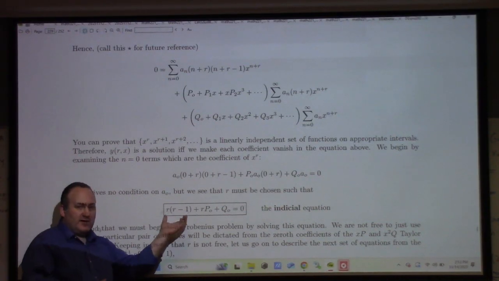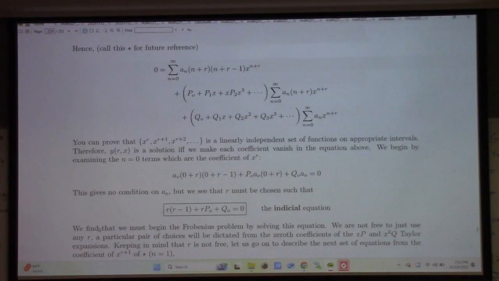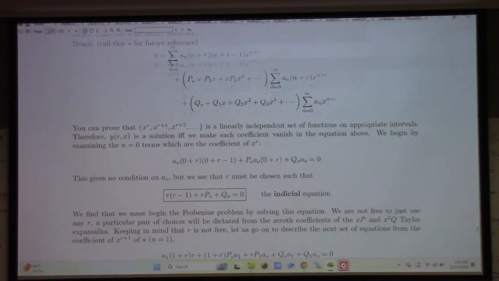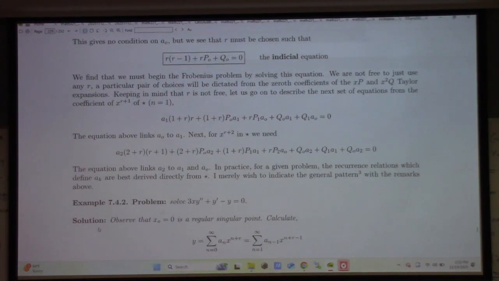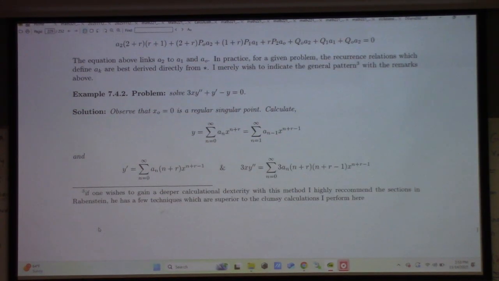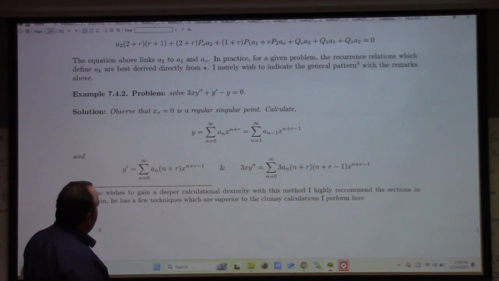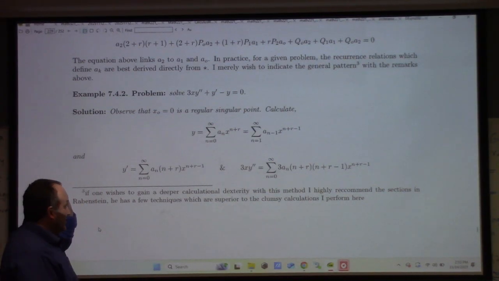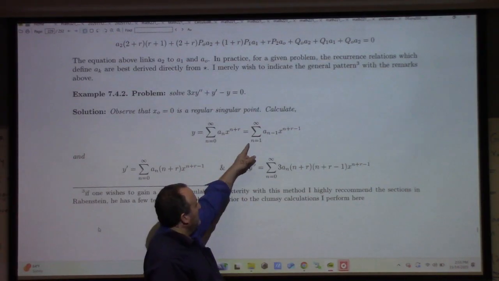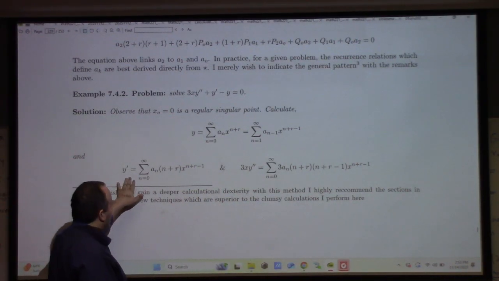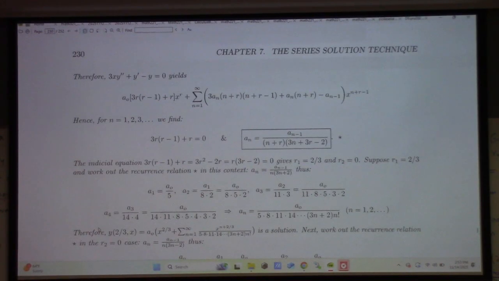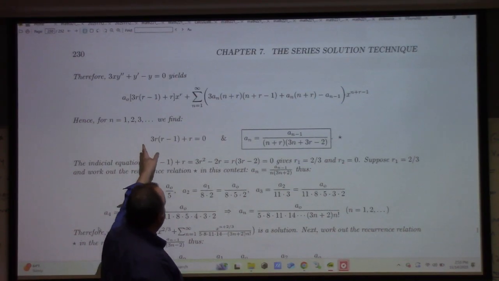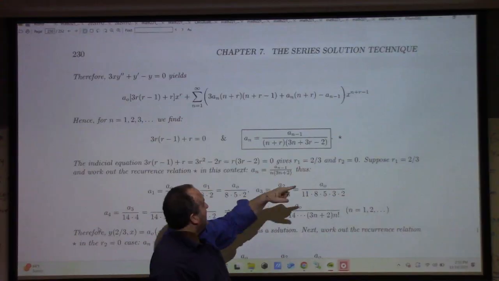So that's a quadratic equation in r, so it has two solutions, right? Which gives us two indices, and then we just have to plug those in and work it out, which means that we have to solve these lovely equations. Here's an example. 3x y prime prime plus y prime minus y equals 0. x equal to 0 is a regular singular point. I write down my Frobenius solution. I plug it in, differentiate it, multiply by the x, put it all together. It gives me this beastly thing. I think I'm missing a 0 over there.